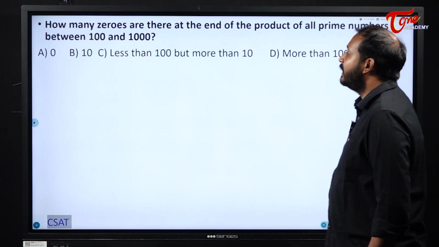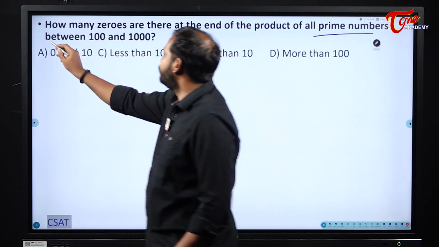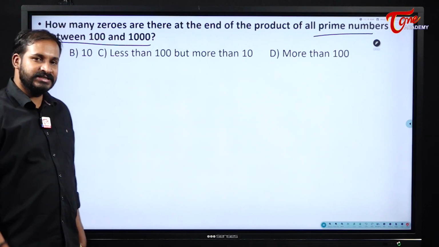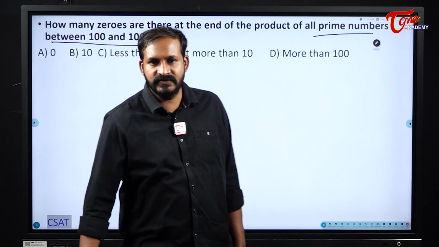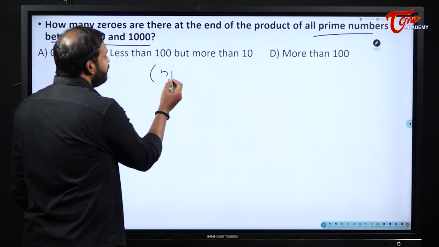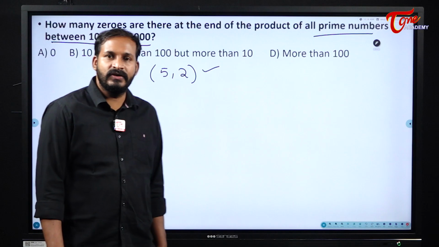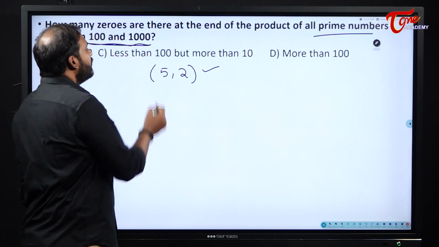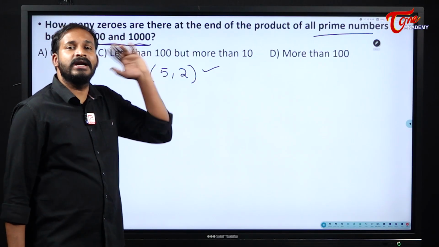Next one. How many zeros are there at the end of the product of all prime numbers between 100 and 1000? See here students, we already discussed the number of zeros concept. When we have a pair of 5 and 2, we will get a 0. A pair of 5 and 2 will give us a 0. Now see what they are asking: how many zeros we will get at the end of the product of all the prime numbers from 100 to 1000.